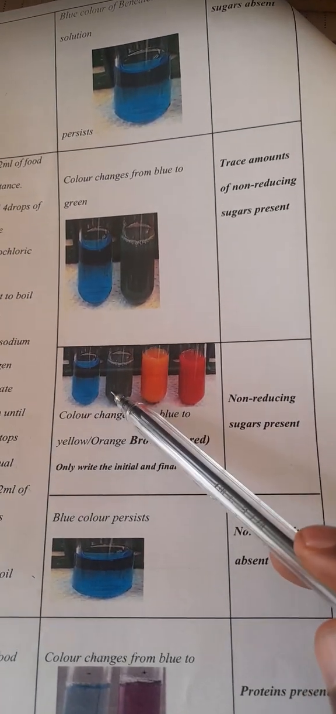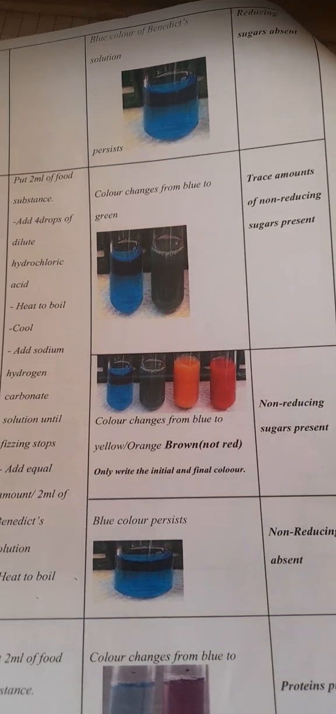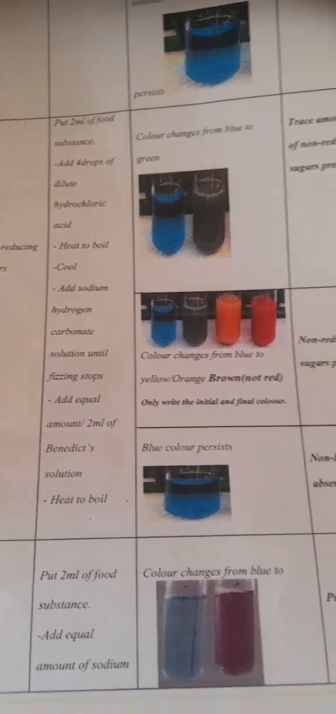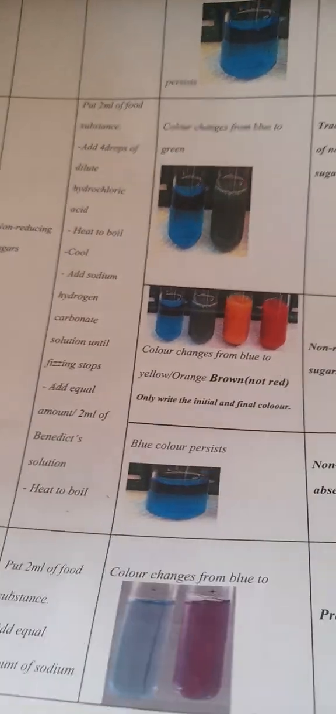Then from blue, green, yellow, then to orange indicates that we have more of the non-reducing sugar. In case of the absence of the non-reducing sugars, what happens? The blue color of the Benedict's persists.